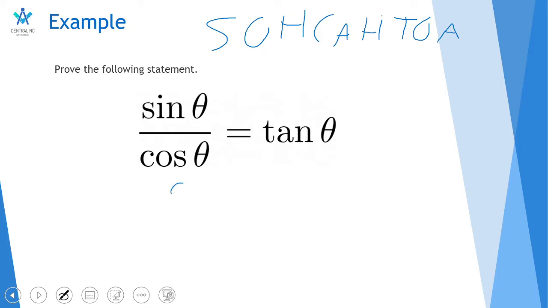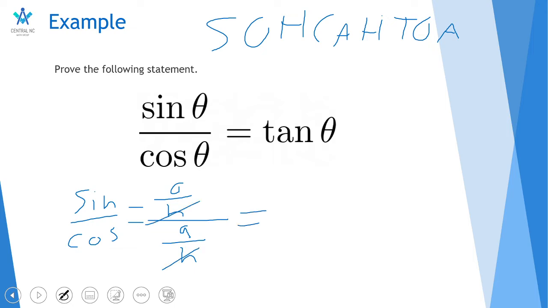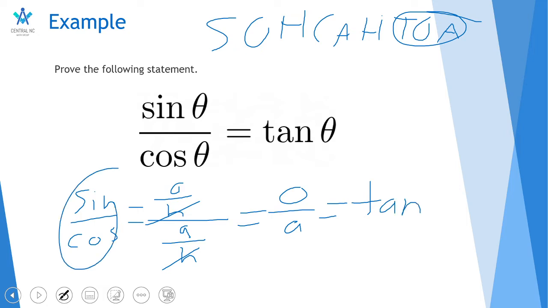Sine is equal to O over H. And then we also have cosine. Cosine is equal to A over H. So we have O over H all divided by A over H. The H's cancel out, so we get O over A. Opposite over adjacent. And that is exactly what tangent is. So we can say that this is equal to tangent. So sine divided by cosine is equal to tangent, and we're done.